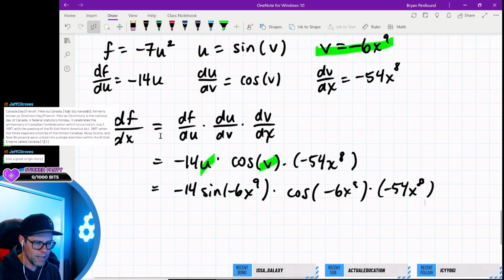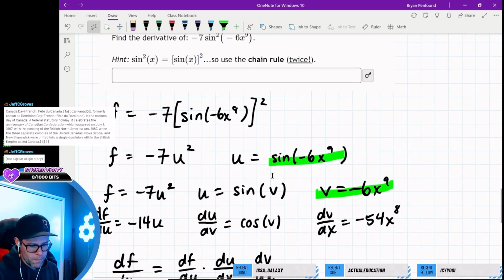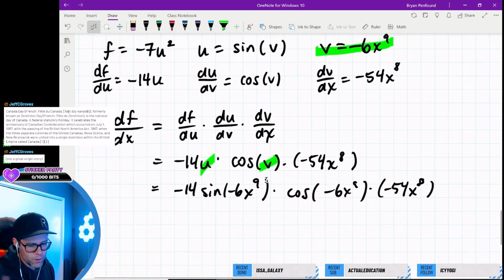It's actually really easy to mark that on a quiz or a test, because you can just be like, boom, boom, boom. Those are all the three pieces that we need. I'm probably just going to leave it there. I don't think it asks me to simplify, right? But there you go. There's an example of using the chain rule a couple different times.